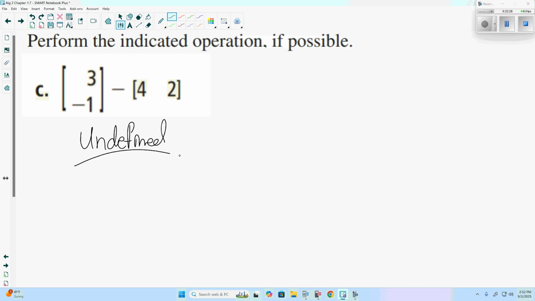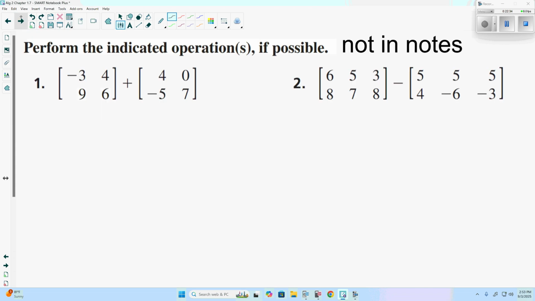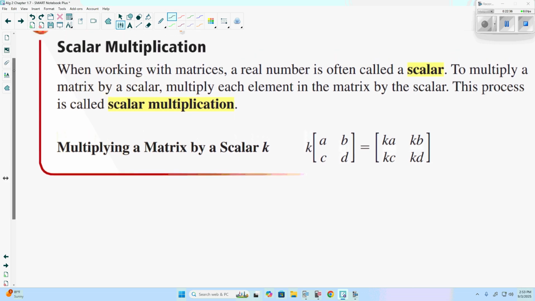Do we need to see another example of addition or subtraction with matrices? Okay. Next thing we'll look at is scalar multiplication. So when working with matrices, a real number is often called a scalar. To multiply a matrix by a scalar, multiply each element in the matrix by that scalar. This process is called scalar multiplication.